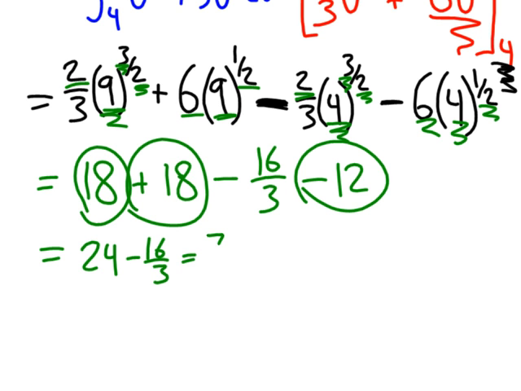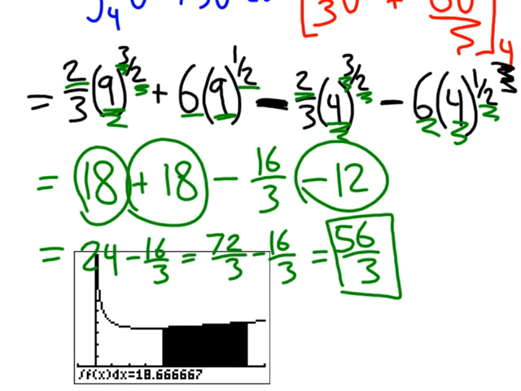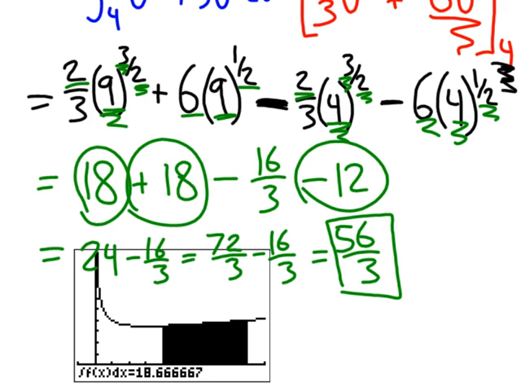And then that is the same as 72 over 3 minus 16 over 3. And that gives us, let's see, 56 over 3. And that is our final answer. And just to make sure I haven't made any mistakes, I'll show you that the same deal. This time I'll just bring the results up here. This is the calculator's version of the definite integral. And 18.666666 repeating, that is the same as 56 over 3, so I know I've done this correctly.